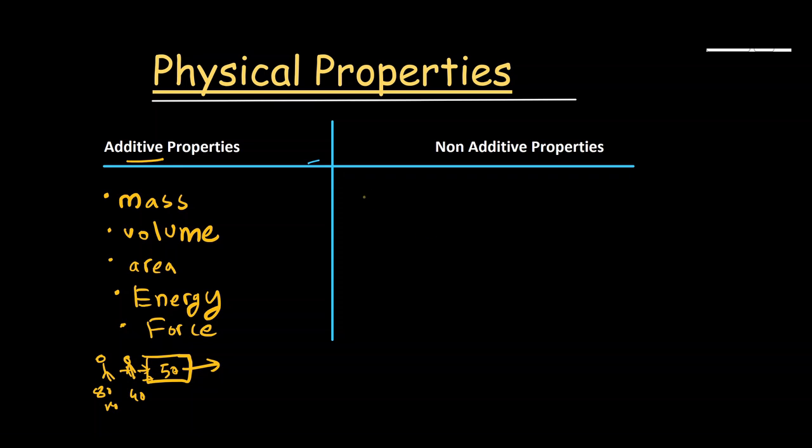So now let's talk about non-additive properties. Could you think of some non-additive properties? Well, the first one is actually temperature. Now we have to think, how can temperature be a non-additive property? Well, let's say this is a room, and the room temperature is 20 degrees Celsius, and we have 2 people inside this room.